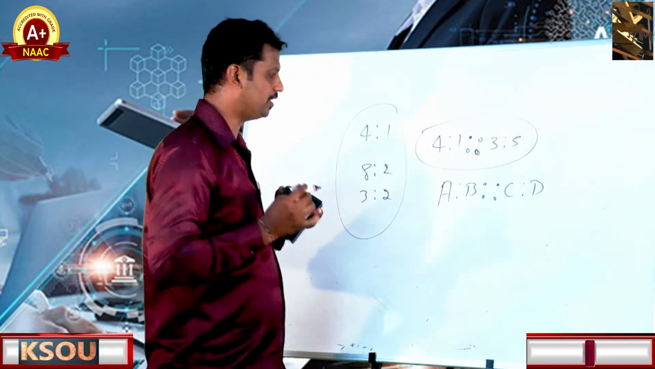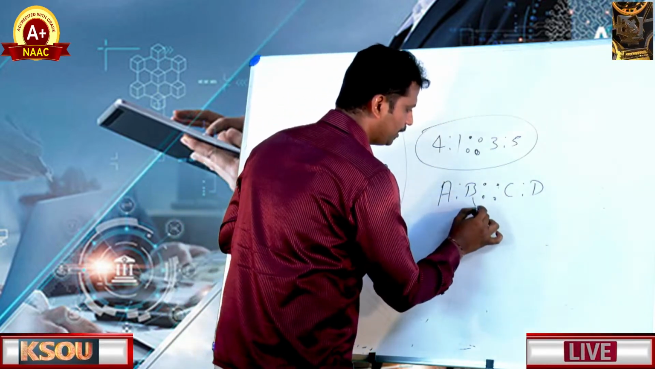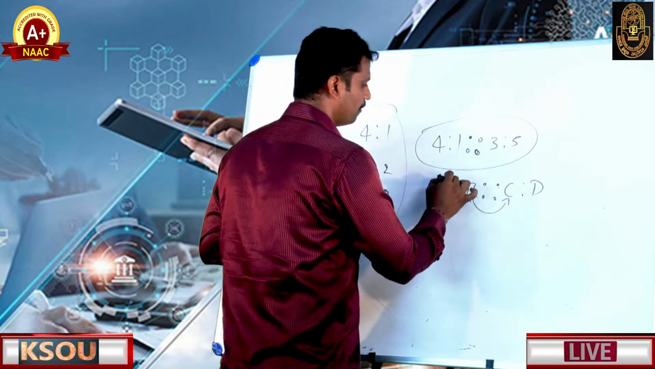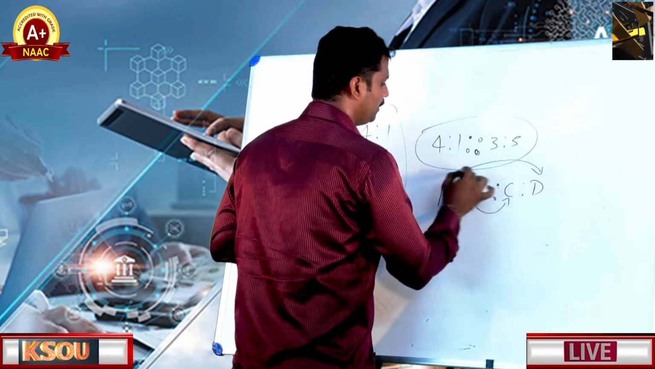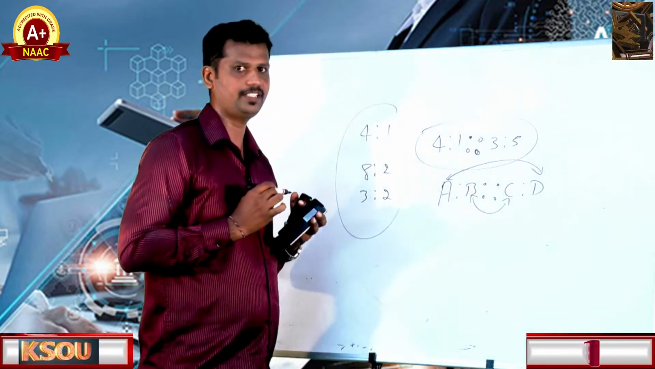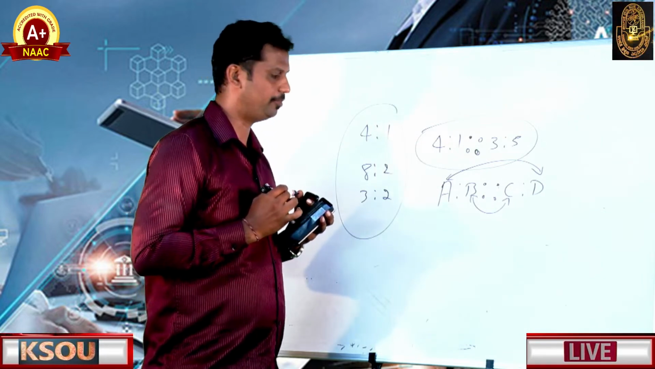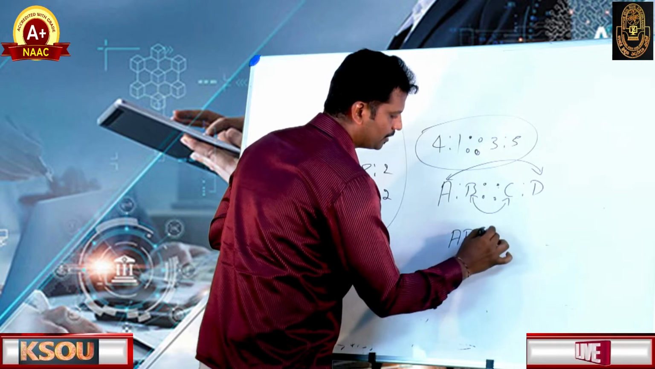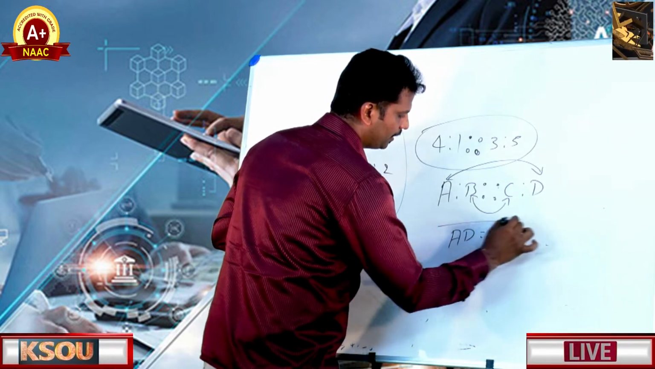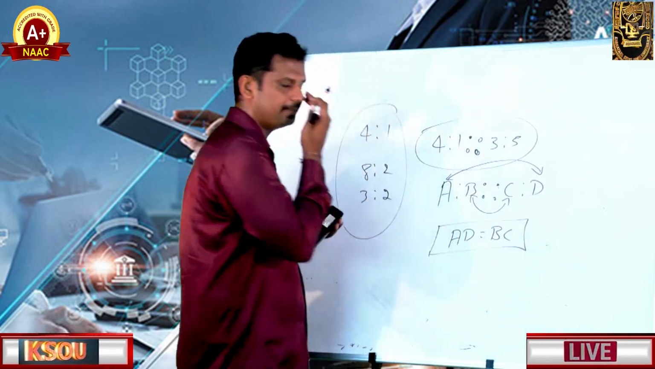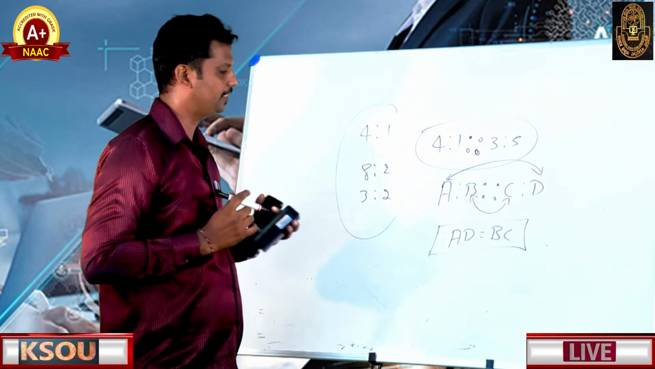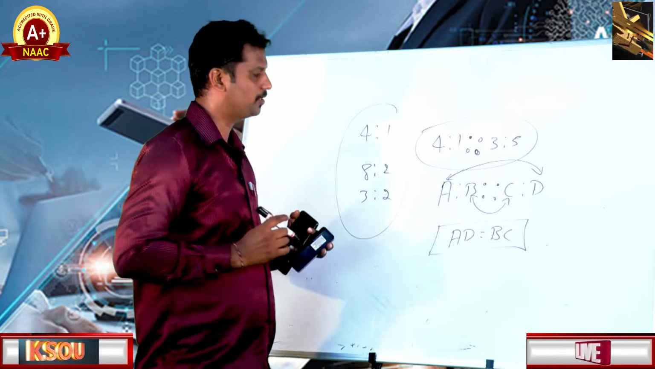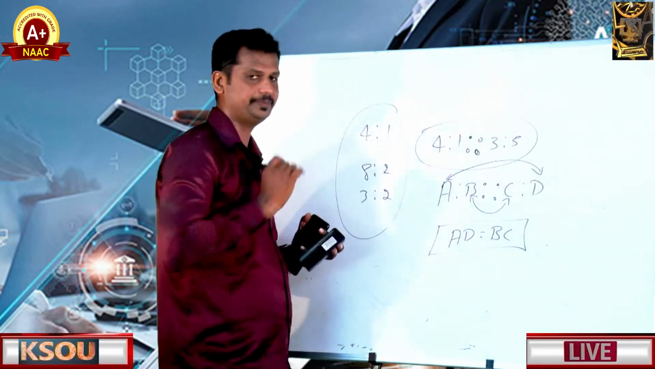The equation is, if you multiply B and C, the value equals A into D. It means AD equals BC. This is the basic formula. If you know this formula, we can solve the problems.